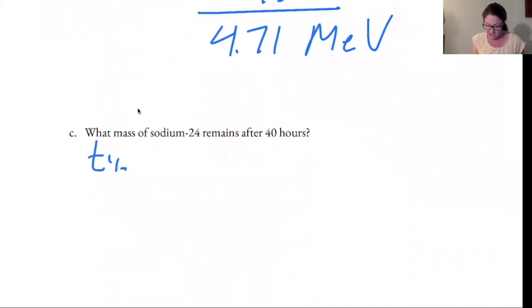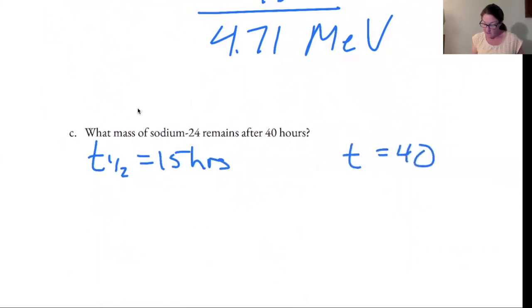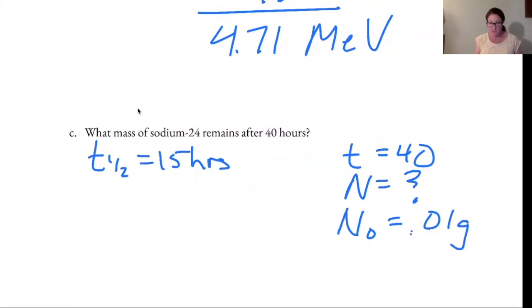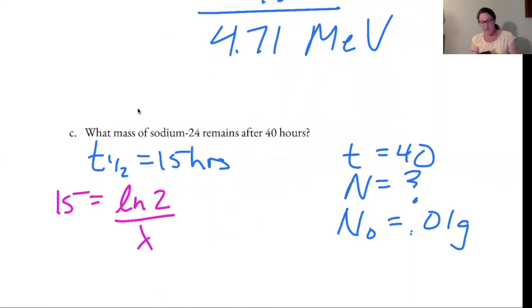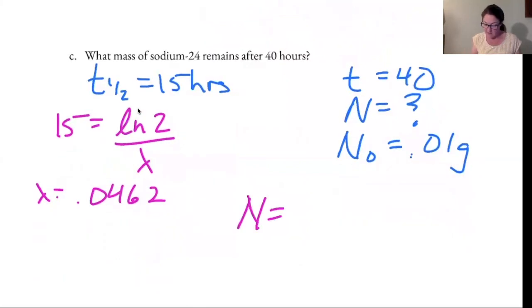I need to use the information that the half-life is 15 hours. I'm going to use a time of 40. I want the amount remaining. My starting amount is 0.01 grams. So with the half-life, I'm going to get the decay constant. 15 equals ln2 over lambda. ln2 divided by 15 yields 0.0462 for lambda.